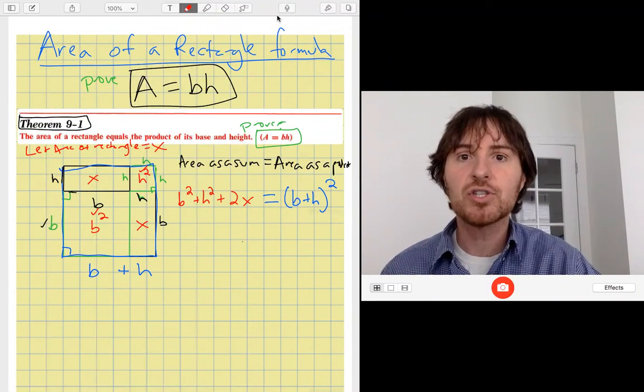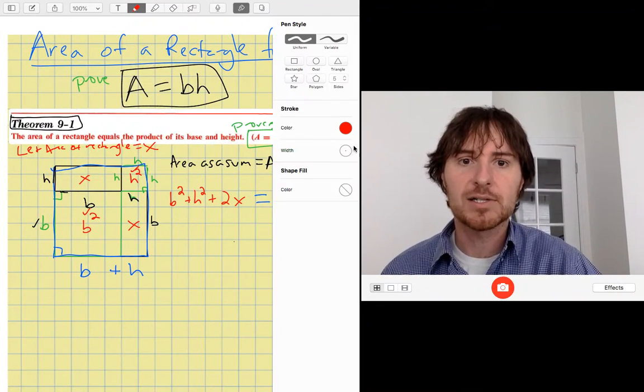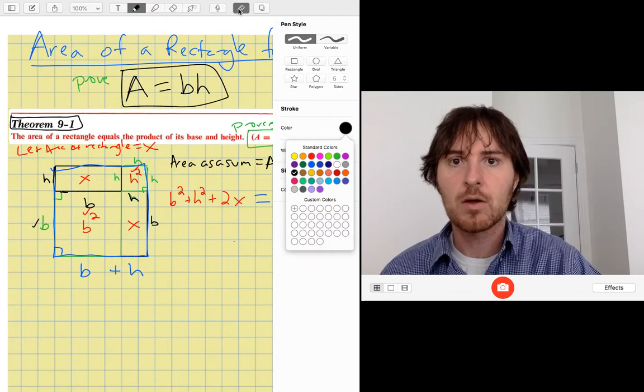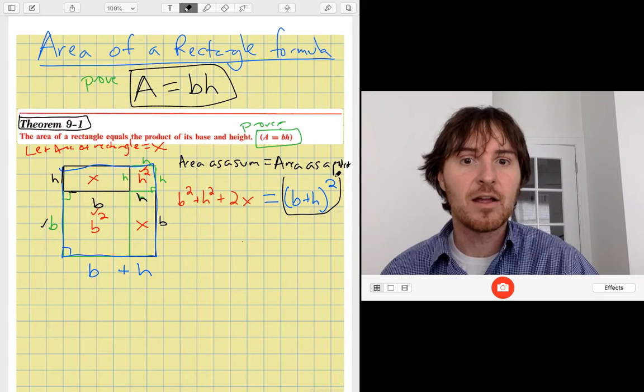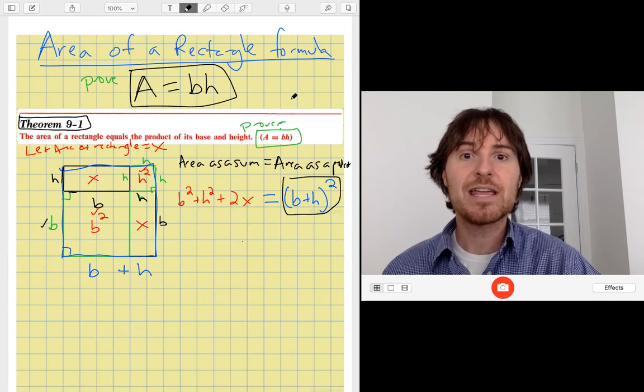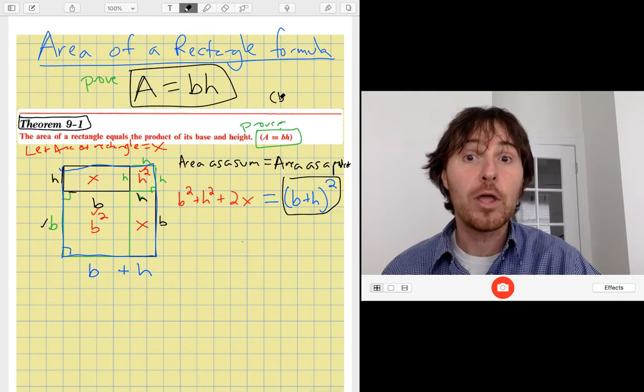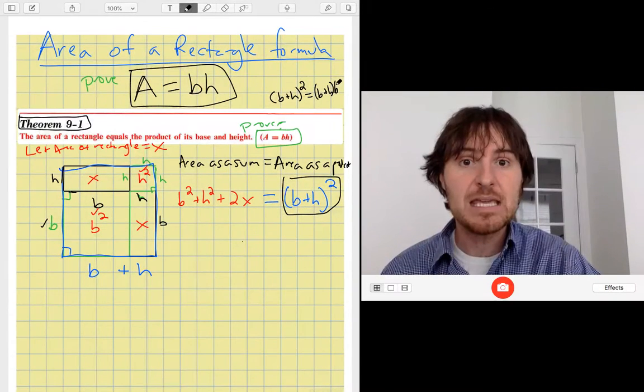Okay, so I'm going to do that here, and maybe I'll just do that in one color, because the colors are getting kind of out of control right now. Here, there's nothing to simplify on this side, but what do I have here? I have a binomial square. What do you got to remember about that? Well, you got to remember FOIL, perhaps, from Algebra 1. b plus h squared just equals b plus h times b plus h, okay?